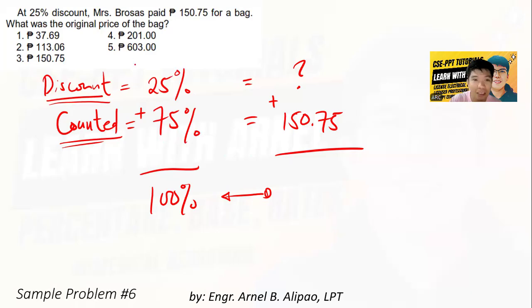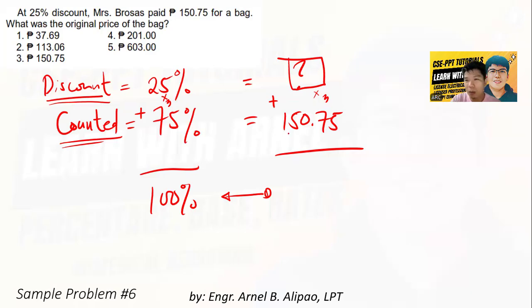Right. So now, my question is, how many 25% are there in 75%? There are 3, correct? Meaning to say, there are 3 25% in 75. All we need to do is 25 times 3 will give us 75%. So we have this unknown value, we're going to multiply that by 3, and it will give us 75%. It's not given, so we're going to get the reverse. What's the reverse or the opposite of multiplication? Division. 150.75 divided by 3 will give us the value.